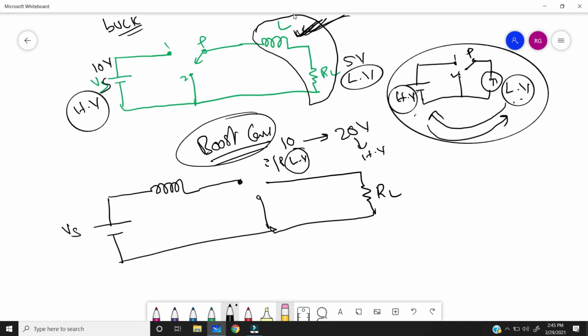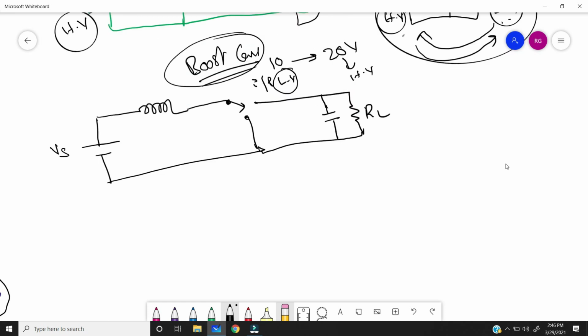For passive filter purpose, I am taking one simple capacitor to reduce the ripple content. Here also in the boost converter we have the inductor, nothing but the L, and here also we have the double pole single throw switch, and we have the passive filter also.